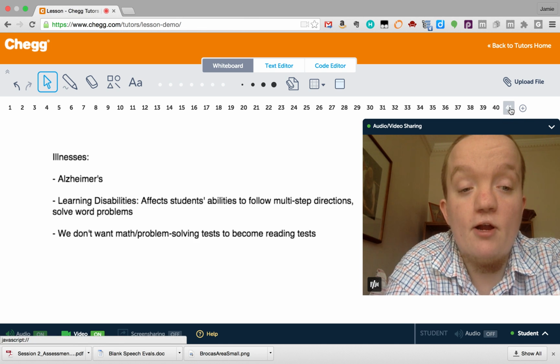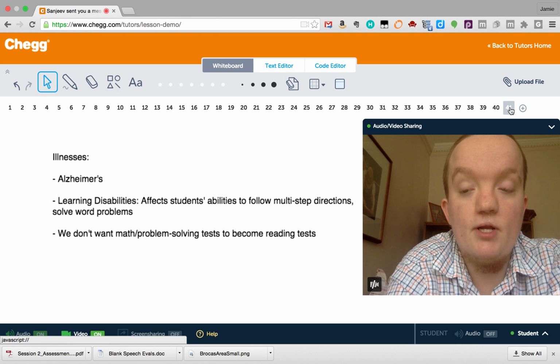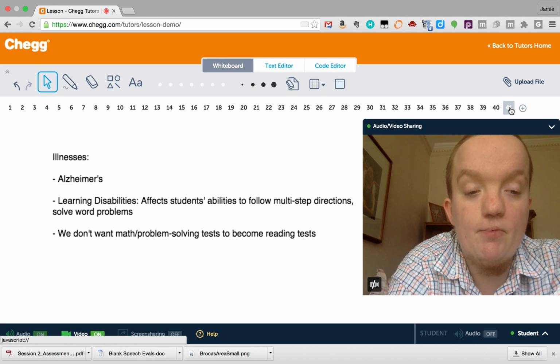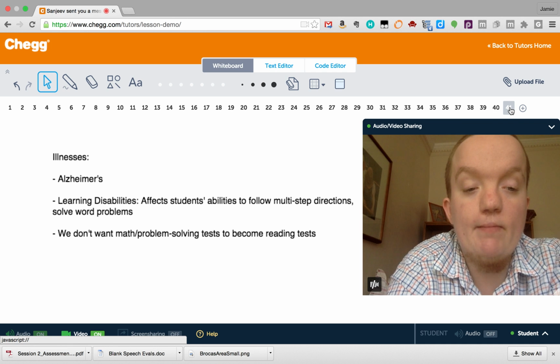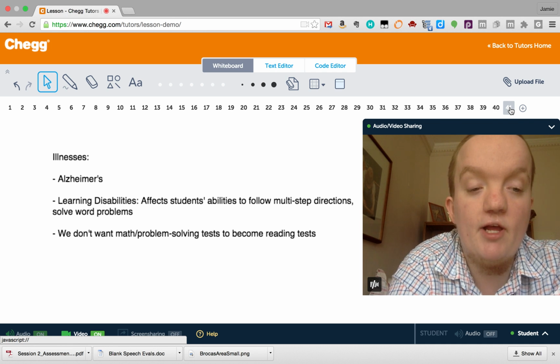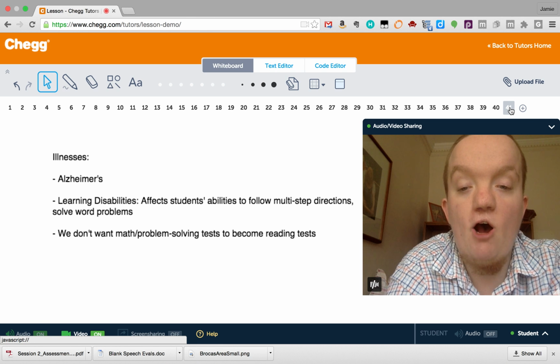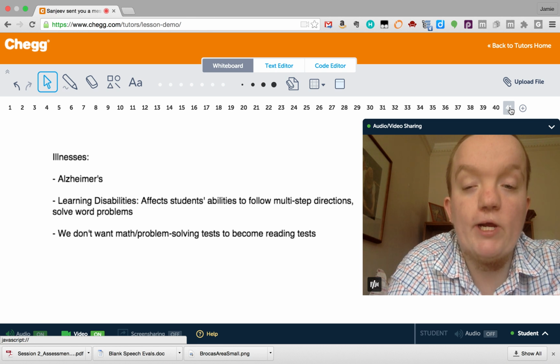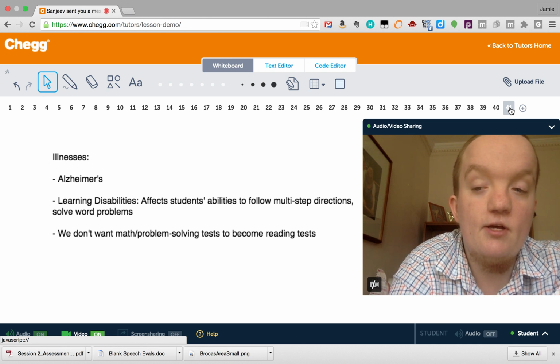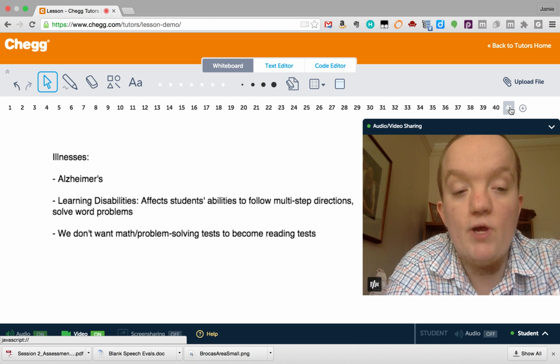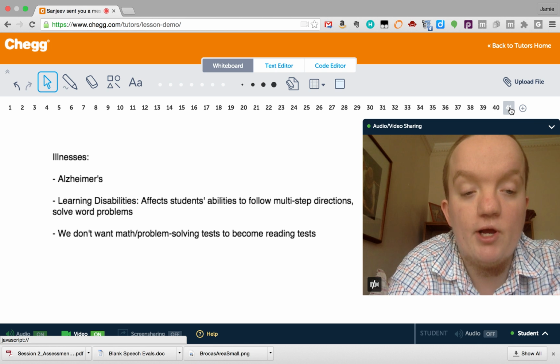Certain things are deeply affected by working memory. For example, if you have Alzheimer's, working memory tends to go down significantly, as well as processing time. Students who have learning disabilities often have problems with working memory. They may have problems following multi-step directions, solving word problems, or even remembering directions that were spoken.